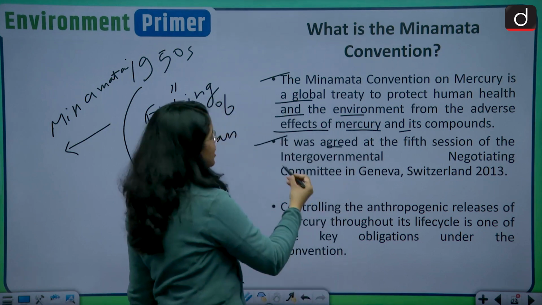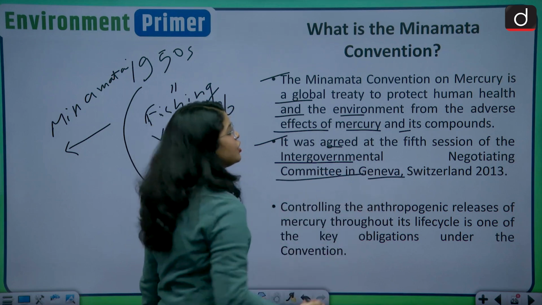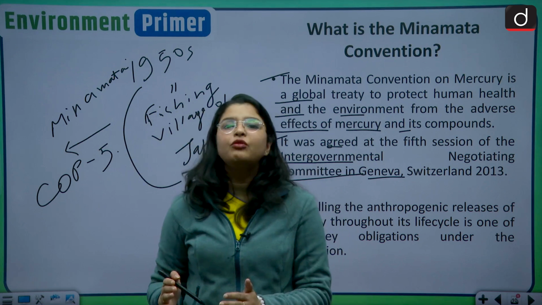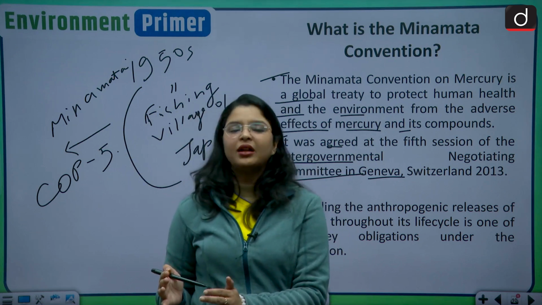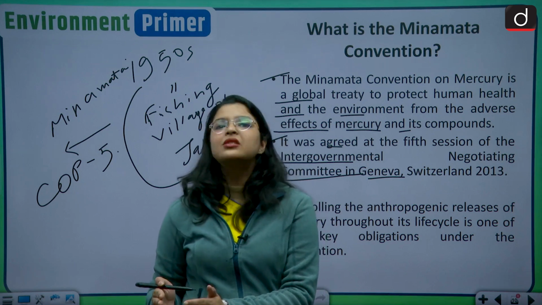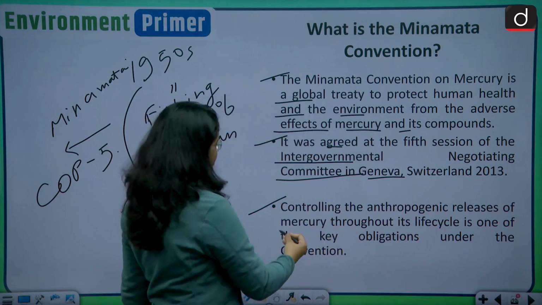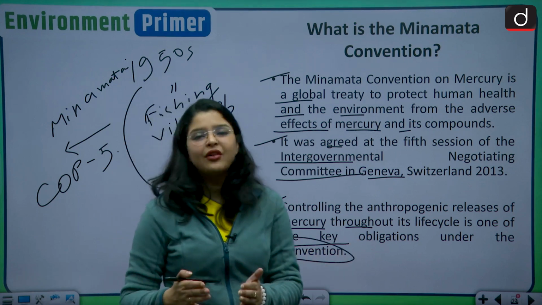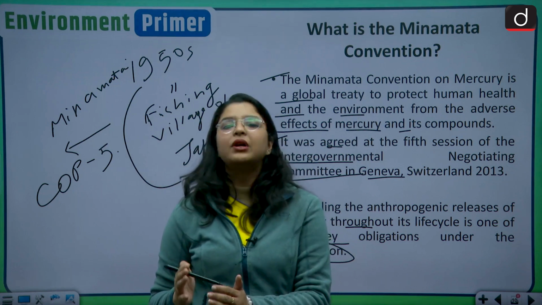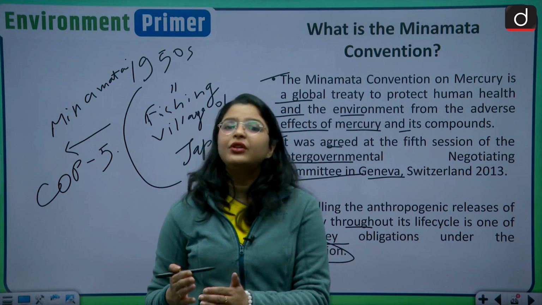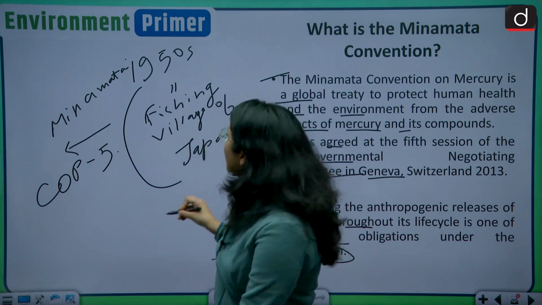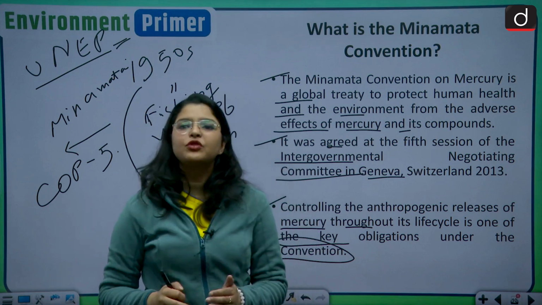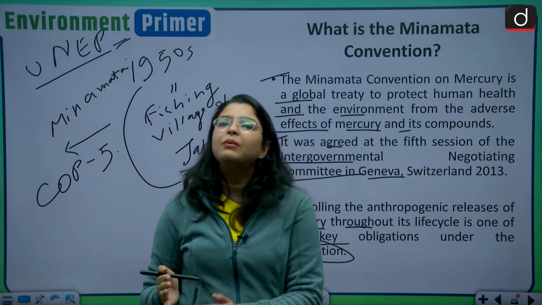It was agreed at the fifth session of the Intergovernmental Negotiating Committee in Geneva, Switzerland, in 2013. So basically it was agreed at the COP5. Okay, currently 128 countries are signatory to this Minamata Convention, and 190 countries are parties to this convention. Controlling the anthropogenic releases of mercury throughout its life cycle is one of the key obligations under the convention, and that is what I have explained to you, that it is talking about targeting mercury at its original source. And if you ask me who administers the convention, it is administered by the UNEP, or the United Nations Environment Programme.